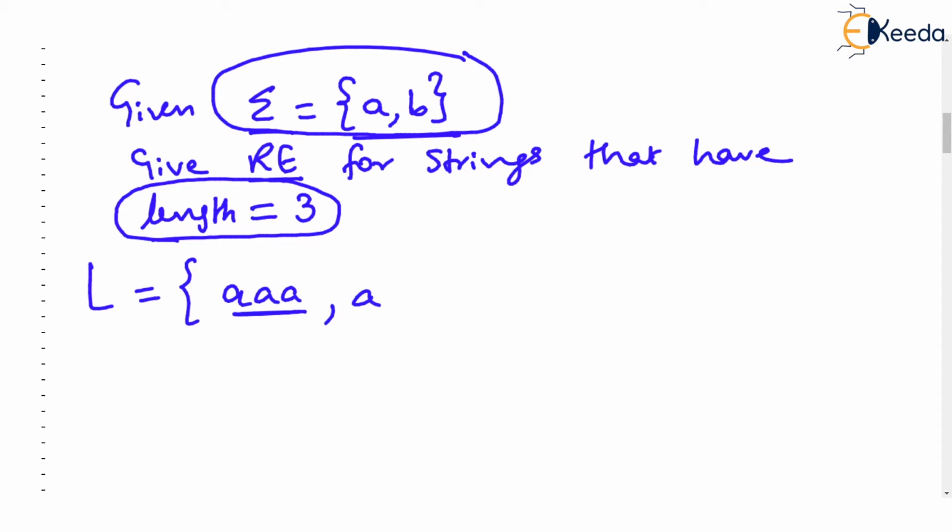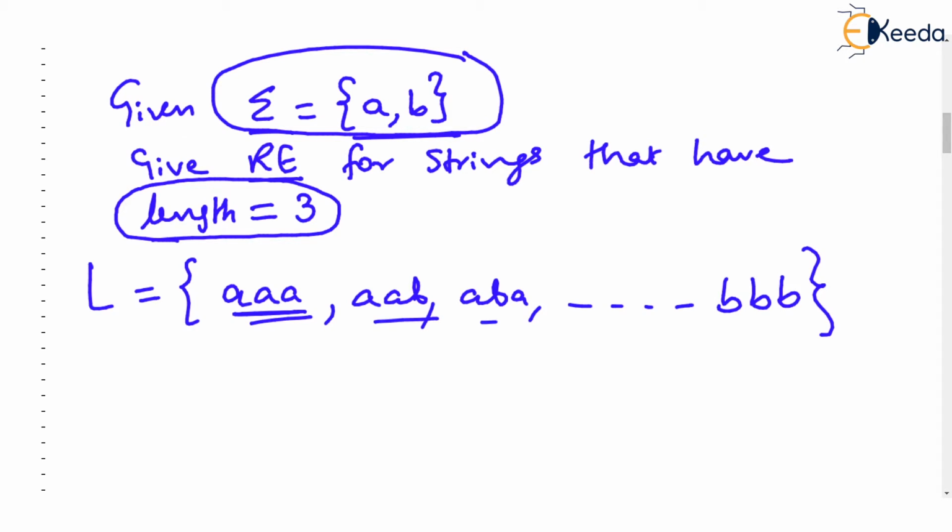We should have AAB, correct? ABA, okay, and so on up to BBB. So there should be 8 strings in our language made up of A and B, exactly of length 3.